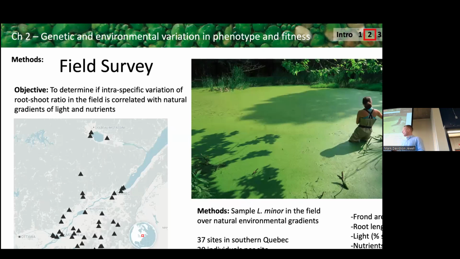So we found 37 sites across Quebec in a 3-week-long duckweed hunt camping trip, from Ottawa over here to Quebec City up to Lac Saint-Jean. In each site, we measured 30 individual plants. We measured frond area, root length, percent shading, light availability, and then water nutrient content, phosphorus and nitrogen, and a slew of other environmental correlates.